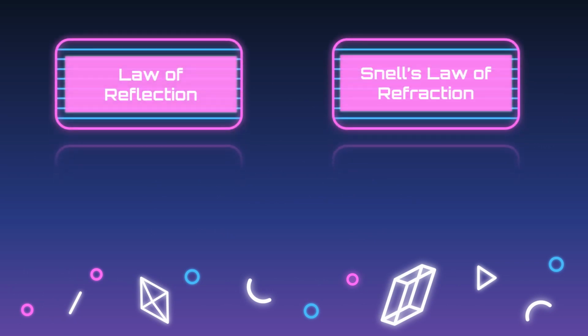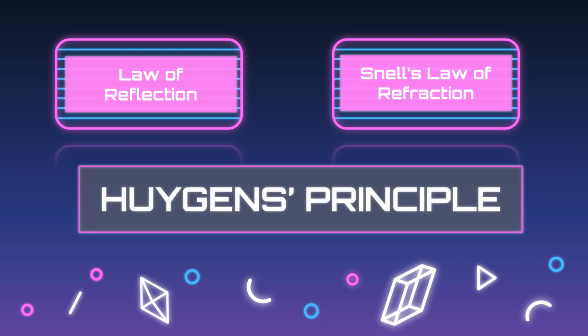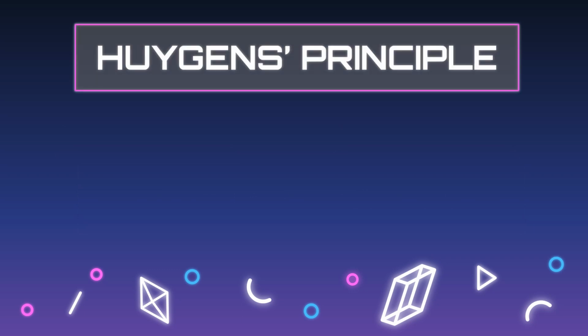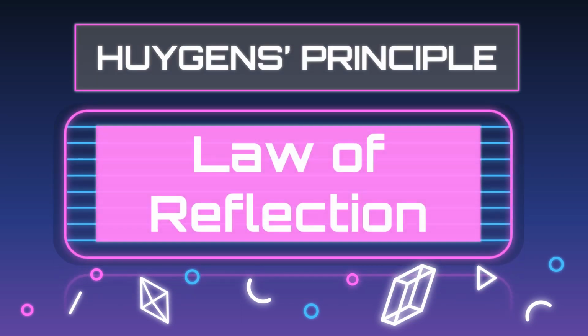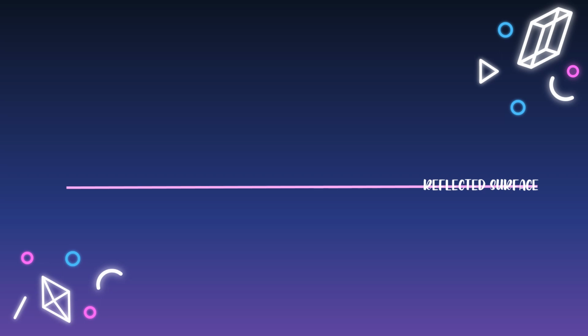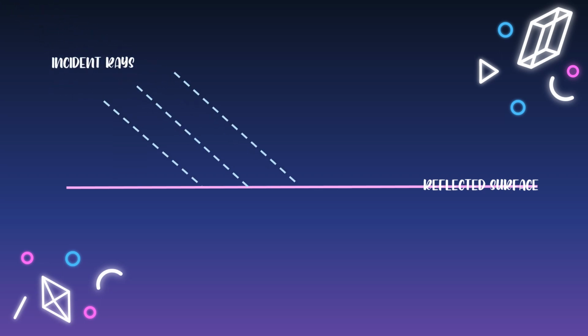We start by proving the law of reflection and Snell's law of refraction using Huygens Principle. First, let's prove the law of reflection using Huygens Principle. To show the law of reflection using Huygens' wave propagation model of light, we start with a reflecting surface. The rays of light are incident from the top left, and with that, we can draw the wavefront anywhere perpendicular to these rays.